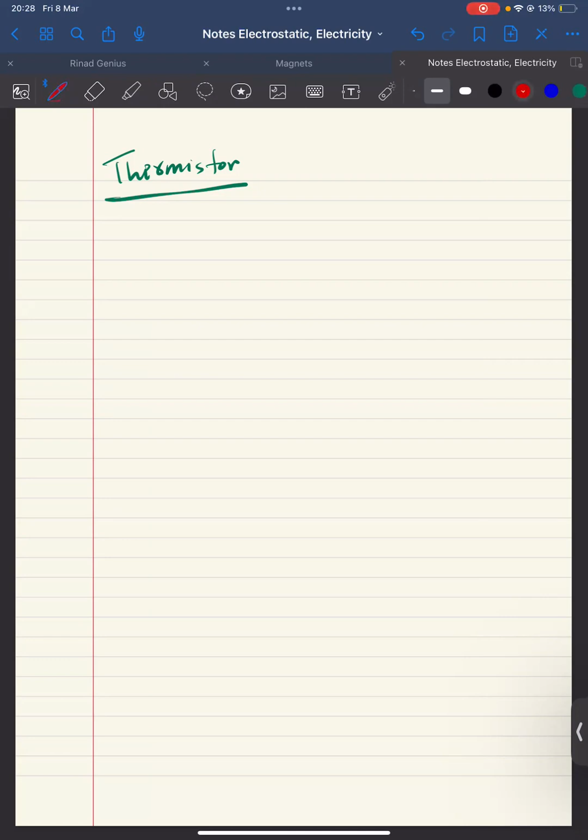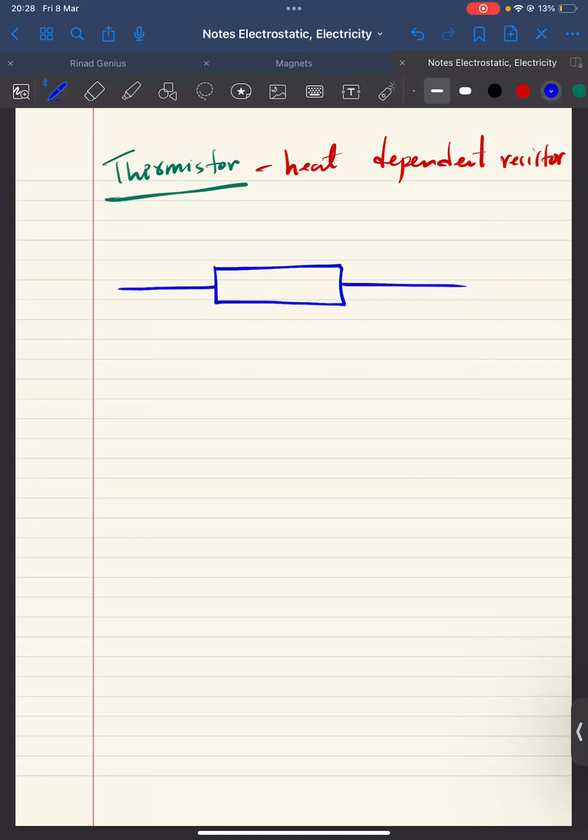So basically, this is a heat-dependent resistor. Type. The symbol, very important. The symbol for a thermistor is something like this. So this thing depends on heat.